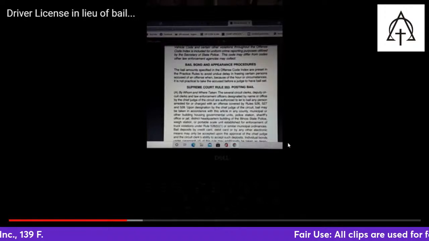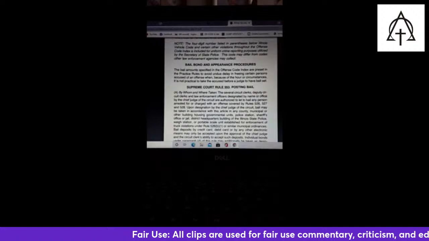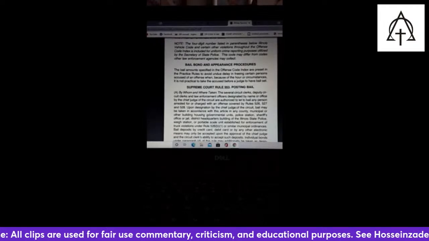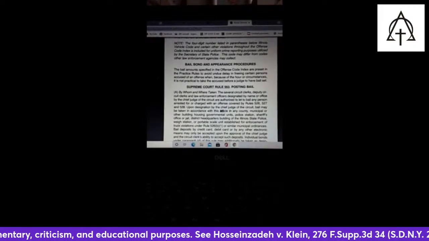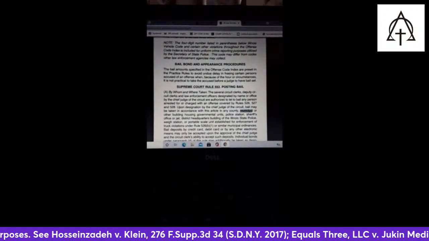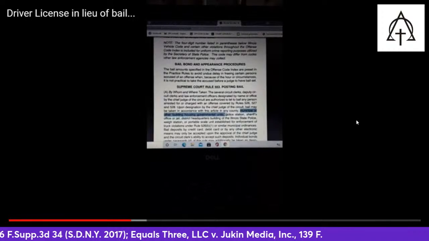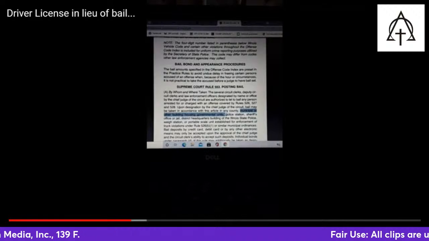Or charged with an offense covered by rules 526, 527, and 528. These are the traffic laws in Illinois. Upon designation by the chief judge of the circuit, bail may be taken in accordance with this article, fancifully written, artistically written, in any county, municipal, or other building housing governmental units. Housing other governmental units. That is a postal unit from a contract postal office.